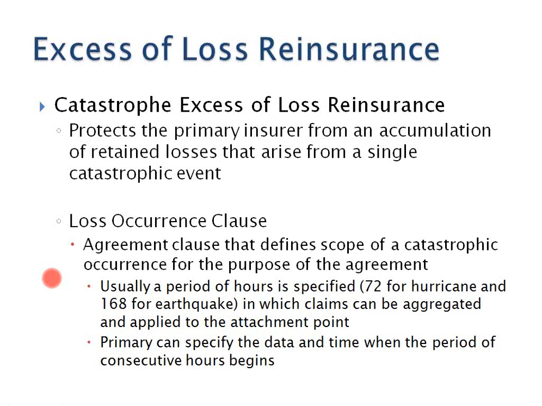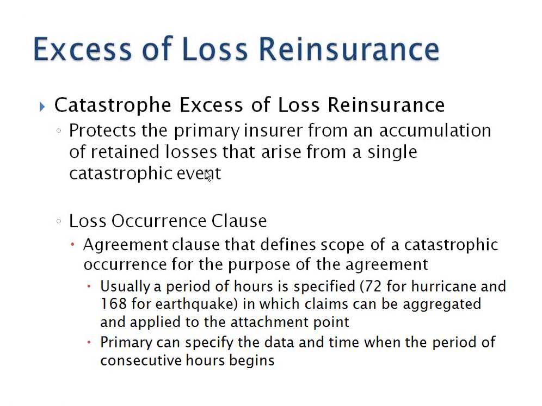So I think we've talked about a couple classes ago, well, if you have an earthquake, and you have the aftershocks, is each one of those a separate occurrence, or is that one? Well, they actually will define that in the insurance policy. And so usually a period of hours is specified. So hurricanes, 72 hours for hurricanes, and 168 hours for earthquakes, in which claims can be aggregated and applied to the attachment point. So they'll put a clock on it, or how many days, and they'll say, okay, this is how many days. Then we know that we're going to cover all these things as one occurrence. And again, that's how that piece might work there.